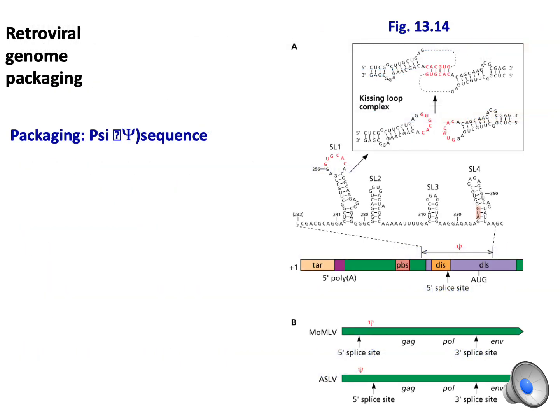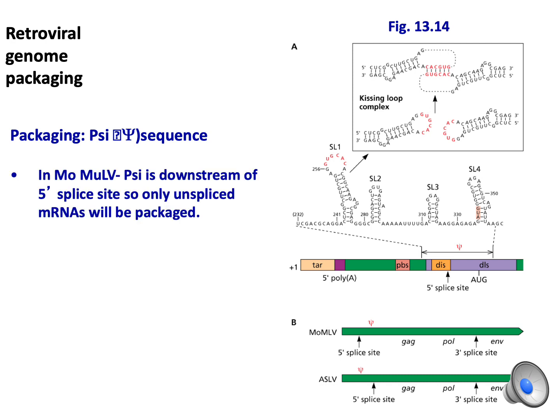Okay, let's look at what we understand about this in retroviruses. For retroviruses, the packaging signal has been called psi, the Greek letter. In Maloney murine leukemia virus, which is down here in panel B, you can see that the psi sequence is downstream of the 5' splice site, right?